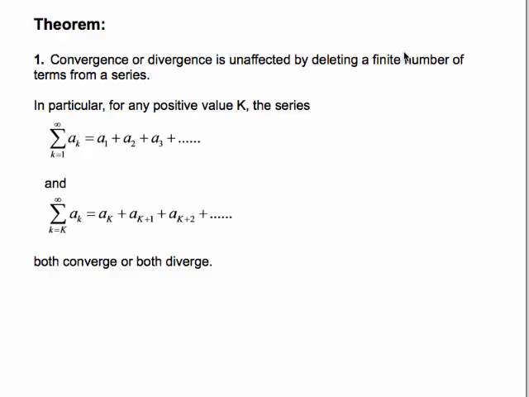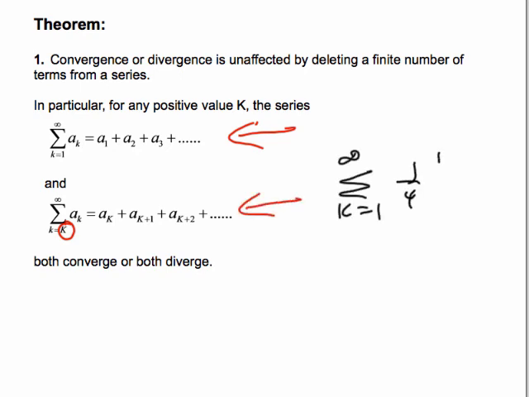Now there are a couple of other theorems I want to mention that are helpful in helping us determine whether a series diverges or converges. Here's one. Convergence or divergence is unaffected by deleting a finite number of terms from a series. So if your series is going from 1 to infinity and you show that it converges, let's say, then whether you go from 9 to infinity isn't going to change that.